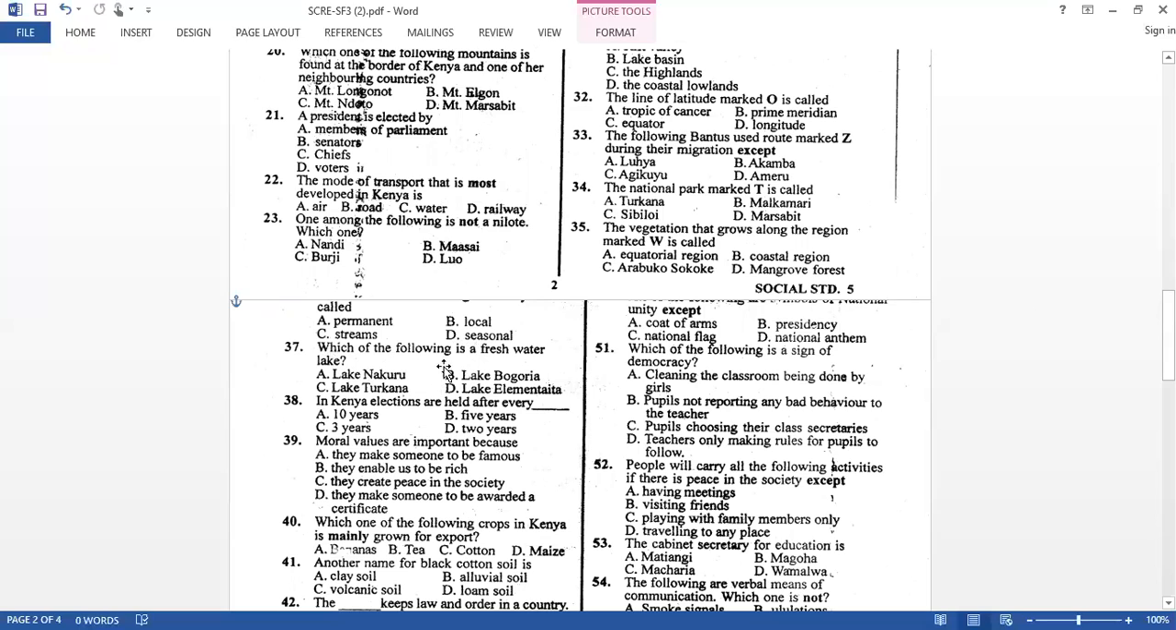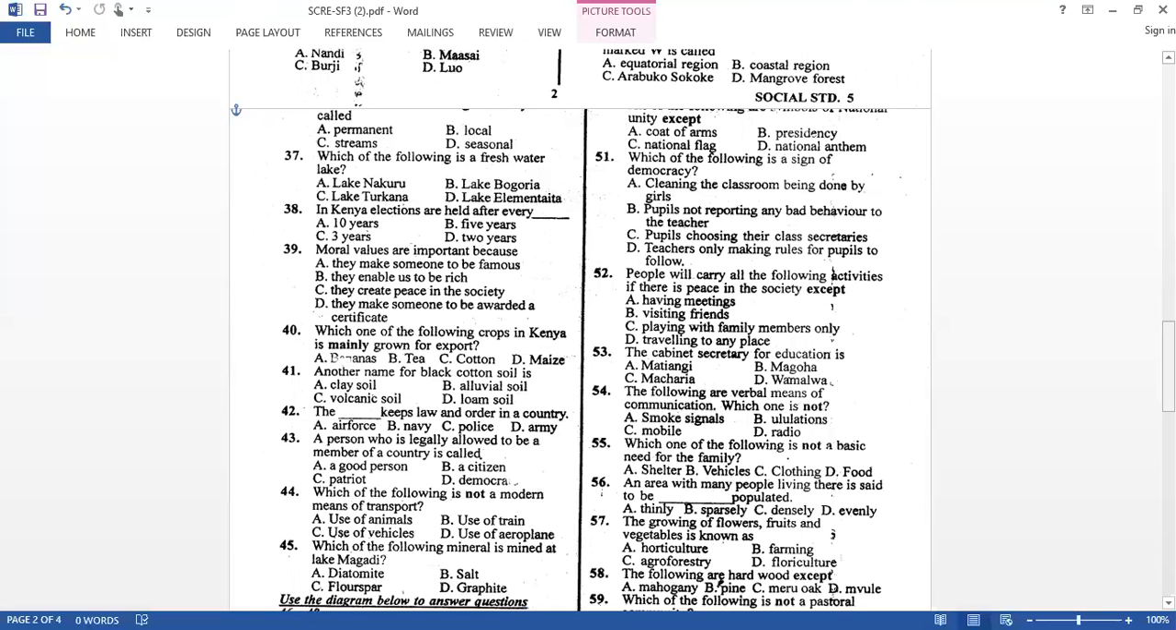Then 37, the following is a freshwater lake. Remember, most of the lakes in the Rift Valley are salty. So like Elementaita there, you can also find maybe Bogoria, salty water, Nakuru, and Turkana also. And your answer is Elementaita, which forms part of the freshwater lakes.